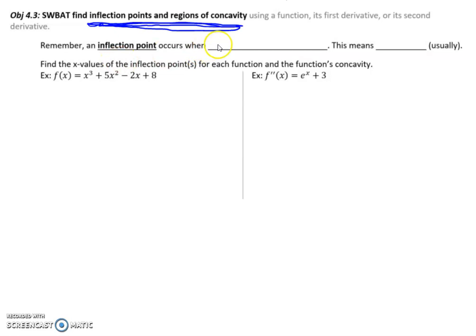Remember, an inflection point occurs when concavity changes. So whether that's concave up to concave down or concave down to concave up, that's defined as an inflection point. And this usually means that the second derivative, f double prime of x, equals 0. The reason the word usually is important there is that sometimes the second derivative can go from positive to 0 and then back up to positive. And in that case, concavity doesn't change. It almost does, but then it doesn't. So we don't classify that as an inflection point.